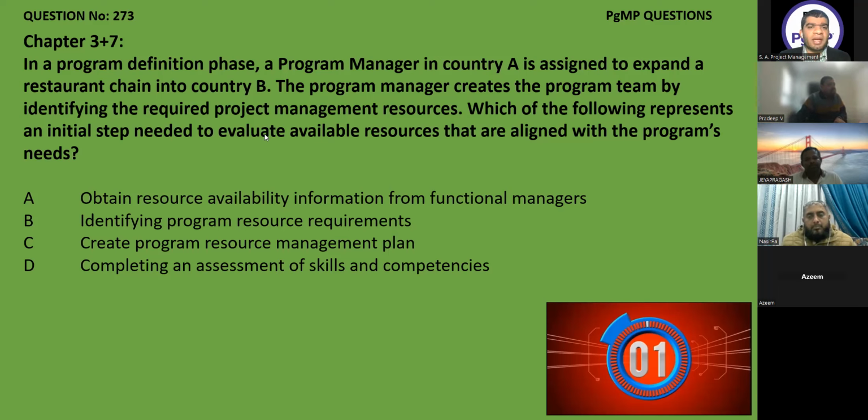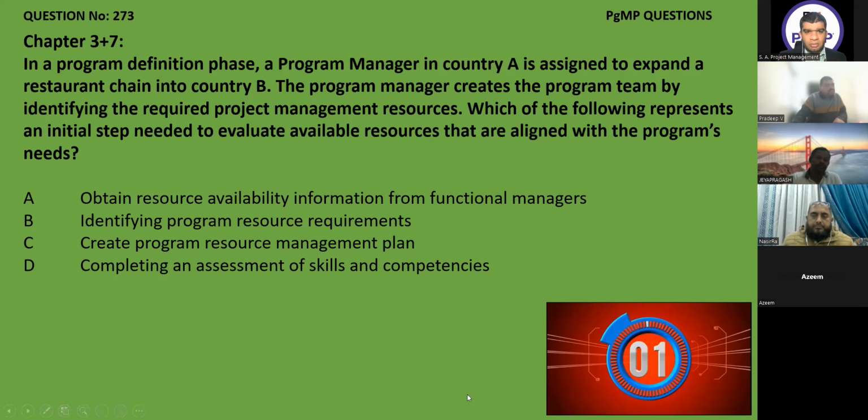So here the initial step is needed to identify how many resources will be used for the program. Then the correct answer would be B, identifying program resource requirements, which is requirement estimation. Okay, Jayaprakash, in that case, that would be the correct answer. But here the correct answer is saying to evaluate available resources. Evaluate is the keyword here. I cannot make the estimation because I know what available resources I have. So I have to do the analyzing step. That is completing an assessment of skills and competencies. Clear to everyone?